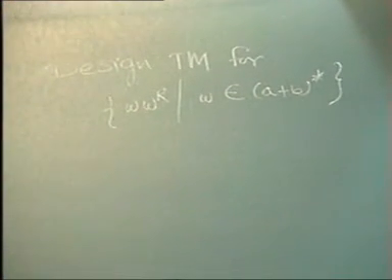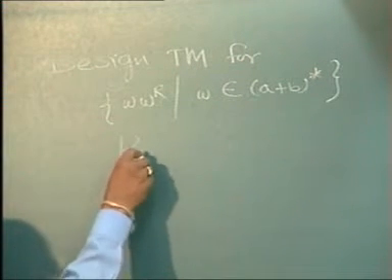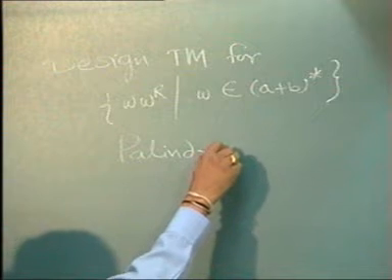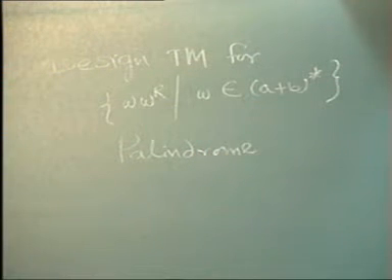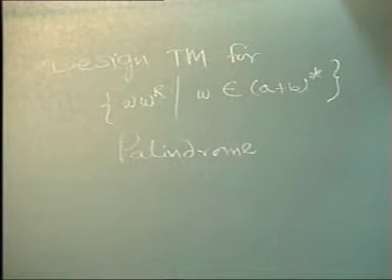Some statement like this: design a Turing machine for W W raised to R, where W belongs to (A plus B) closure. What is (A plus B) closure? Any combination of A and B. And W raised to R means the reverse of W. Okay, so this is as good as a palindrome. A string concatenated by its reverse will always form a palindrome. Only thing is, this palindrome will be of even length.